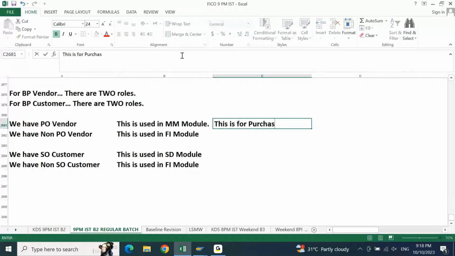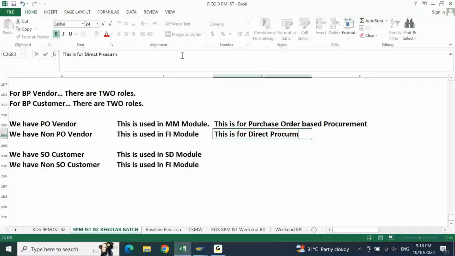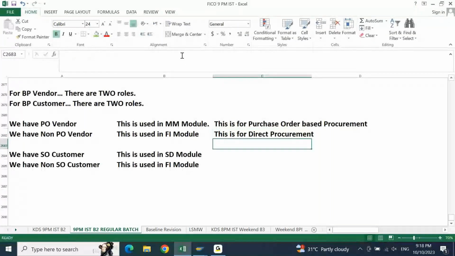Right? So here, this is for purchase order based procurement. Procurement is nothing but purchase only. And this is for direct procurement. When I say direct procurement, I mean direct purchases. When you're talking about procurement, you're procuring. Now I'll put the points later on.